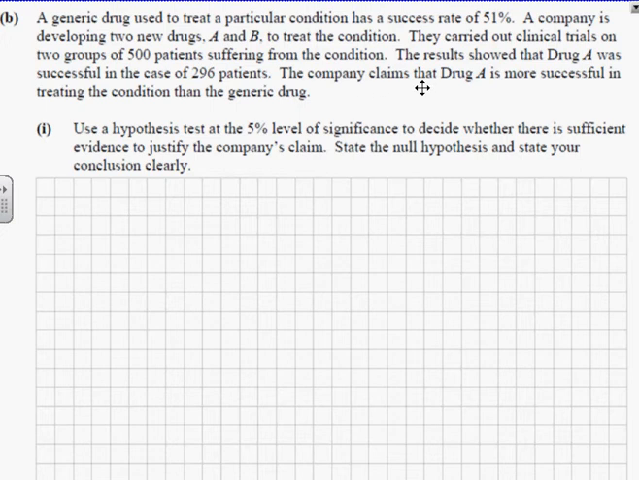The drug company claims that drug A is more successful in treating the condition than the generic drug. Use a hypothesis test at the 5% level of significance to decide whether there is sufficient evidence to justify the company's claim. State the null hypothesis and clearly state your conclusion. Just the null hypothesis, okay?